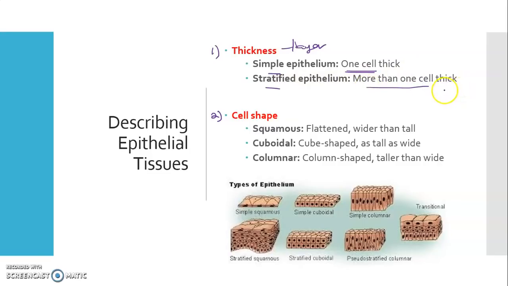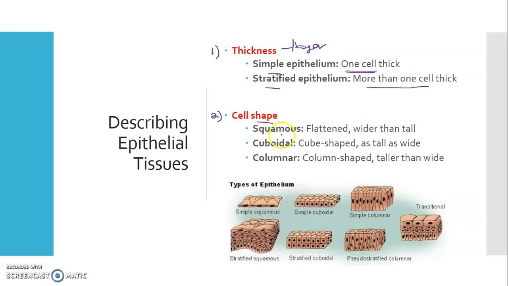At least two cell thickness or two layers of cells, it will become stratified already. Okay, next is number 2, the cell shape. The shape, of course, means the morphology, isn't it? So, from the physical appearance or feature.